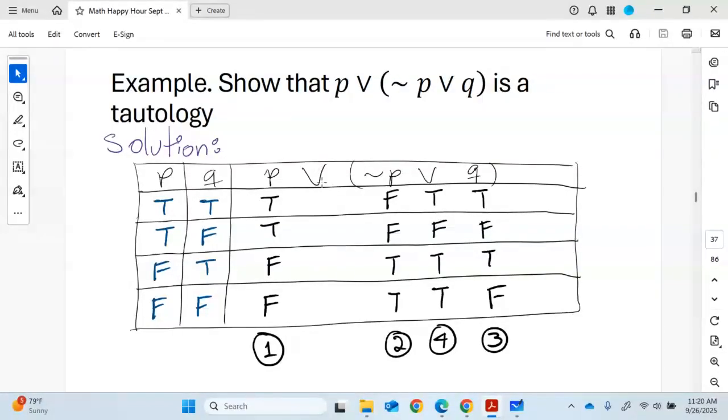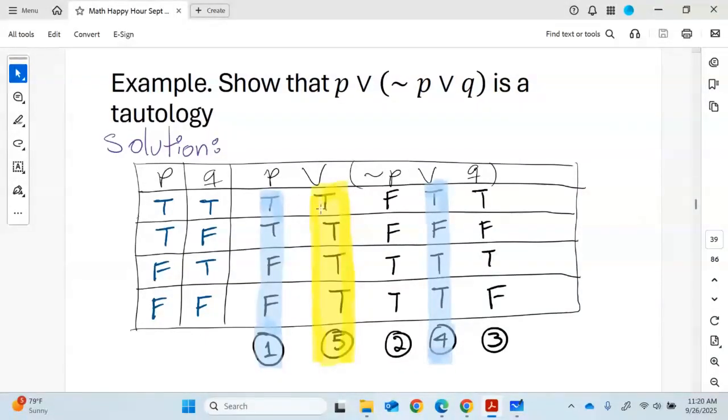Now I'm going to do another OR using column number 1 and column number 4, because number 4 represents the answer inside the parentheses. To combine 1 and 4, I'm going to start by doing true and true, which is going to be true, of course.